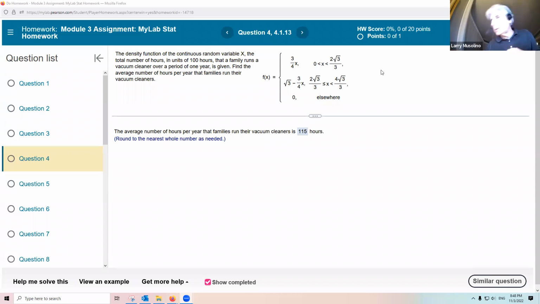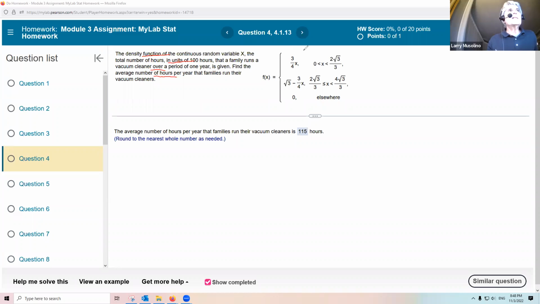Folks, I want to do another homework problem here from the week 3 homework in my lab. Here's one that asks you to look at this density function. It looks like this is the number of hours, in units of 100 hours, that a family runs a vacuum cleaner. Find the average number of hours that a family runs their vacuum cleaner per year.